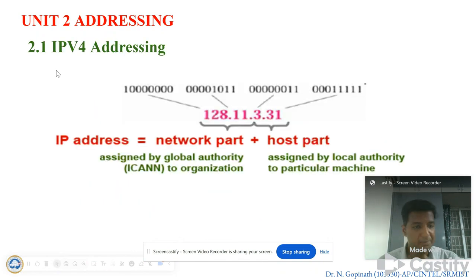So here is a diagrammatical representation of how the IPv4 address is represented. It is a combination of two. The first one is the network part and the second half is the host part.